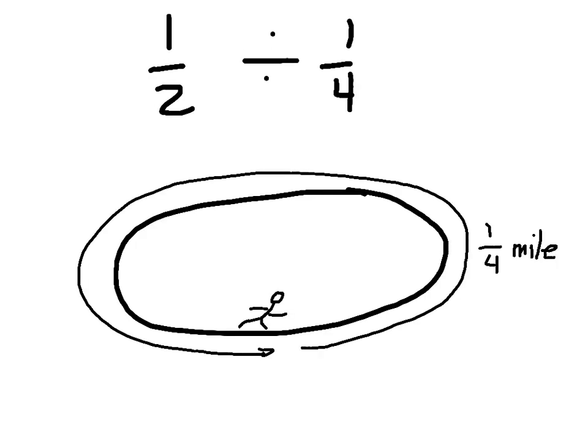We can also use a running model to think about a half divided by a quarter. In this case, let's imagine a track that's a quarter-mile oval. And actually, many high school tracks are quarter-mile ovals. In order to run a half mile, how many ovals do you have to run? Again, it seems pretty straightforward that it's going to take 2 of those quarter-mile ovals to get up to a half. There are 2 quarter miles in every half mile.